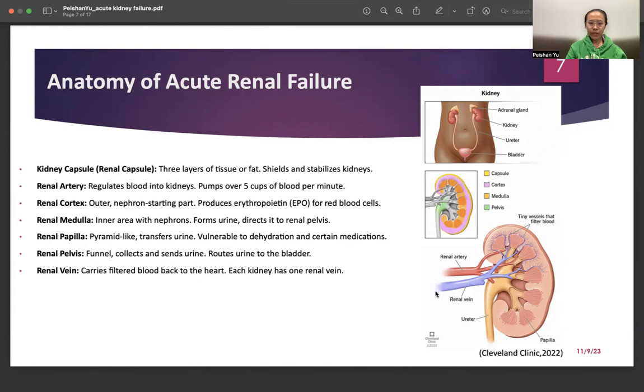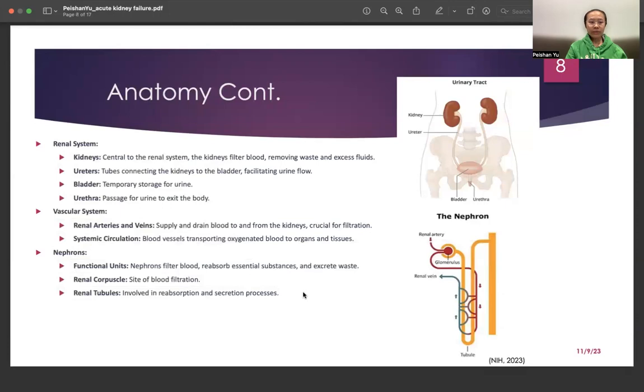And the next part, the renal vein, carries filtered blood back to the heart. Each kidney has one renal vein. The organ system: the organs and tissues most affected by this disease are the kidneys, of course, ureters, bladder, urethra, and the vascular system. The renal arteries and veins supply and drain blood to and from the kidneys, crucial for filtration, and systemic circulation, blood vessels transporting oxygenated blood to organs and tissues.